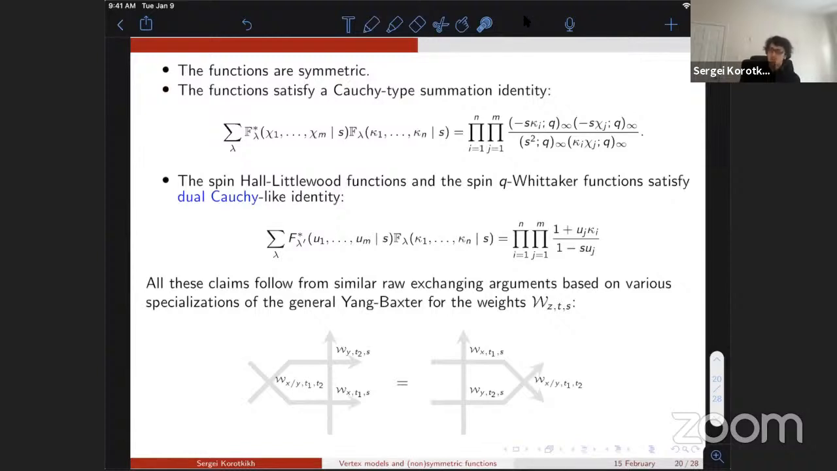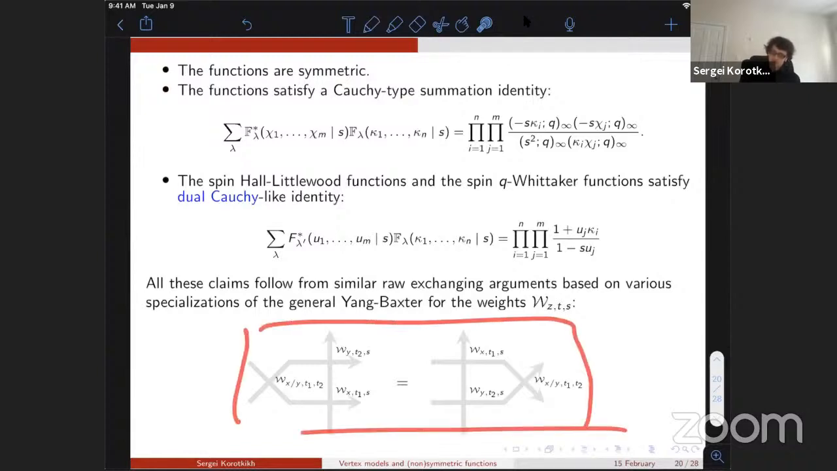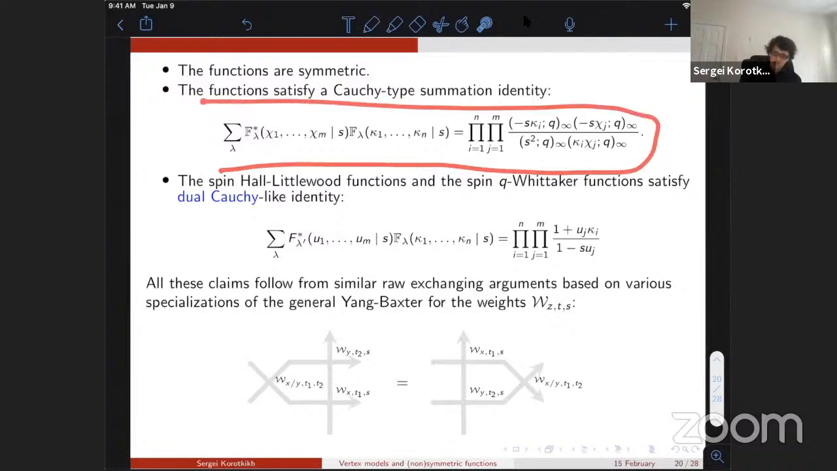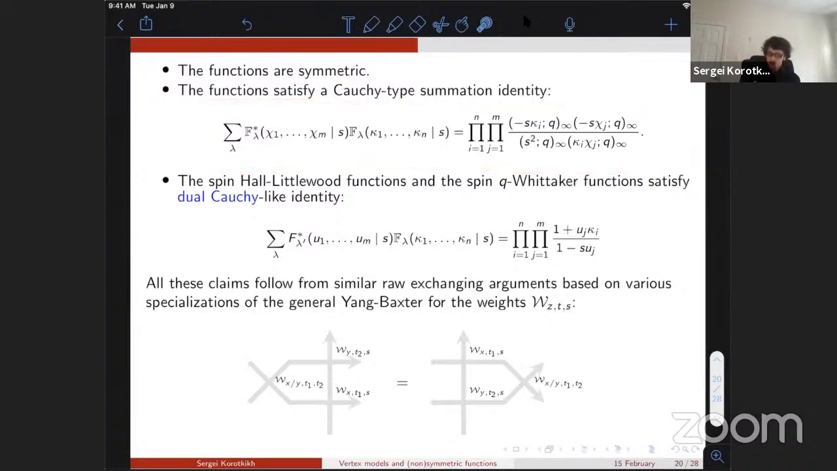a properly renormalized and properly conjugated version of the general Yang-Baxter equation between three Verma models, we will get the right Yang-Baxter equation, which will allow us to exchange the dual model and the original one, and the resulting Cauchy identity will look like this.